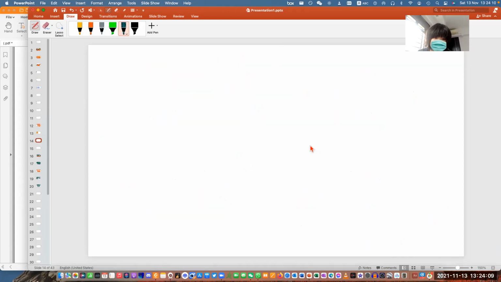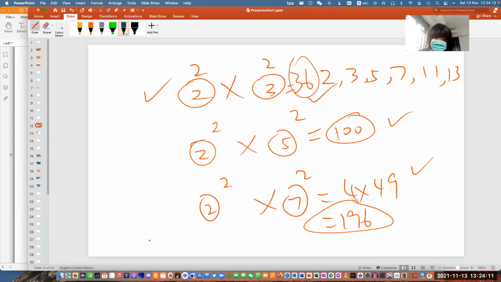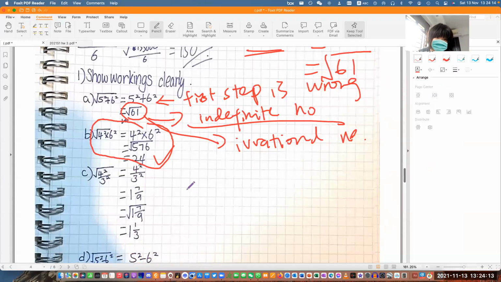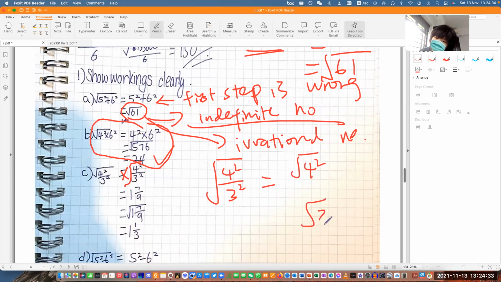let me go back to the question. Oh, it should be this PDF. Here. So over here, same thing. You're not supposed to write equal because they are not equal. So you need to do this. Okay. So in fact, you can do this. This one is also very simple. Okay. You can also do this and then do this.